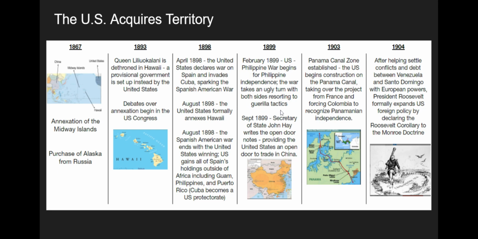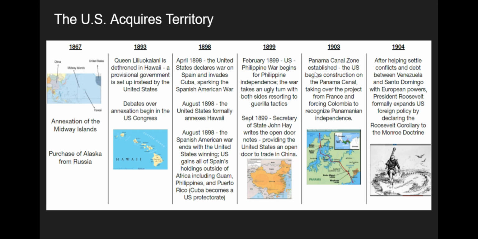Another important term to know, Secretary of State John Hay writes the open door policy, saying that we should have open trade in China, that Europe should not have these spheres of influence, but we should all have equal access to China. And China actually didn't want to trade with anybody, but Europe had forced China to allow foreigners in to trade. So John Hay wants the same thing for the United States, an open door. We need to be able to trade with China too, even against their will.